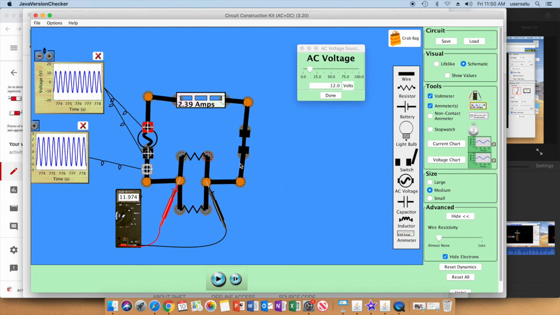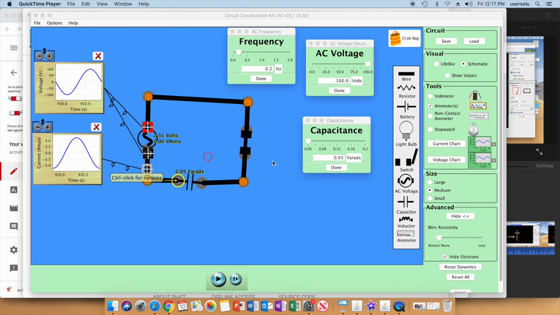When the voltage reaches a maximum, the current reaches a maximum. When the voltage reaches a minimum, the current reaches a minimum, and it continues through the entire cycle. So I've changed the setup. I have gone to a capacitor circuit in an alternating current situation.